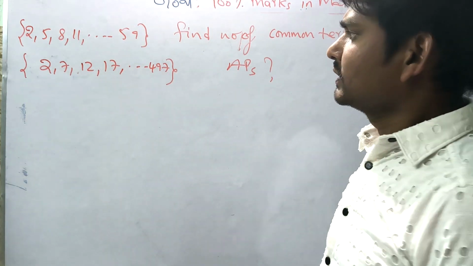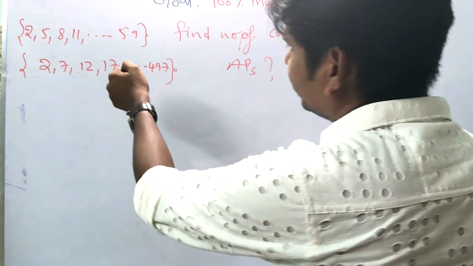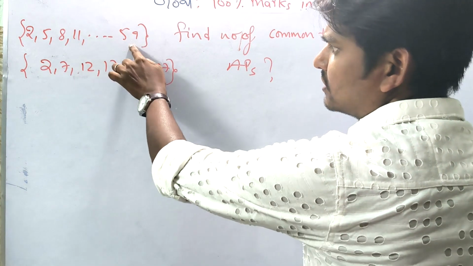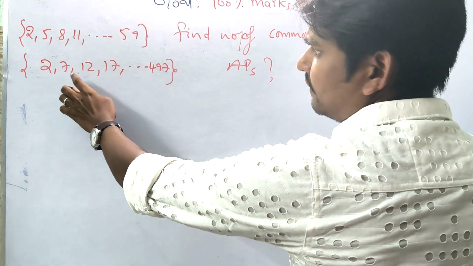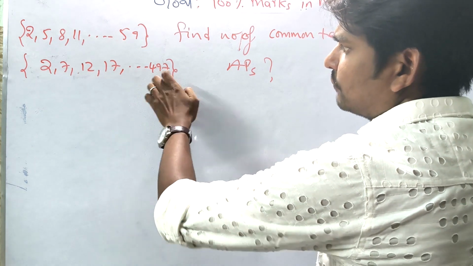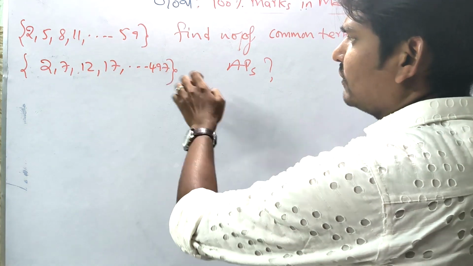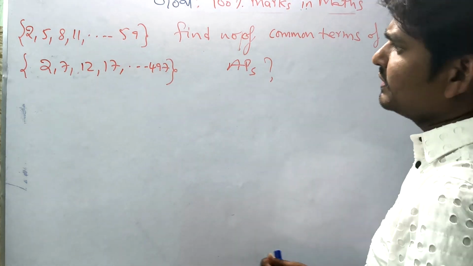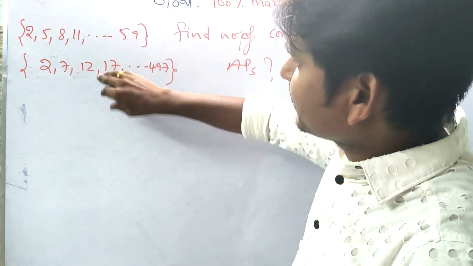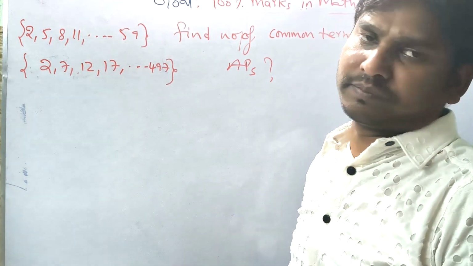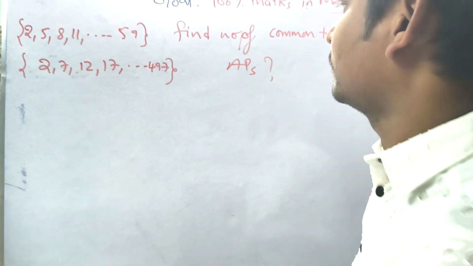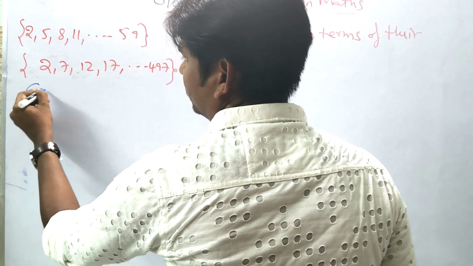So here, see, 2 different APs are given: 2, 5, 8, 11 and so on up to 59, where the last term is 59; and 2, 7, 12, 17 and so on up to 497, where the last term is 497. Find the number of common terms of these APs, meaning the common terms in the first AP and second AP. So how many common terms are there? We have to find out. Let us see how to solve this.